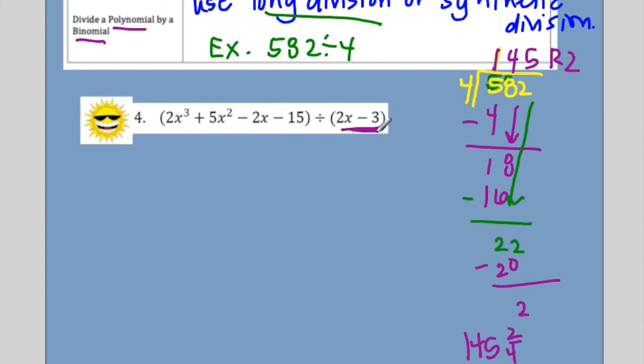Notice how there's 2 of them? So you need to make sure that whenever it's a binomial, you have to do long division or synthetic. Can't just divide each piece like we did on the last one. So let's set this up.